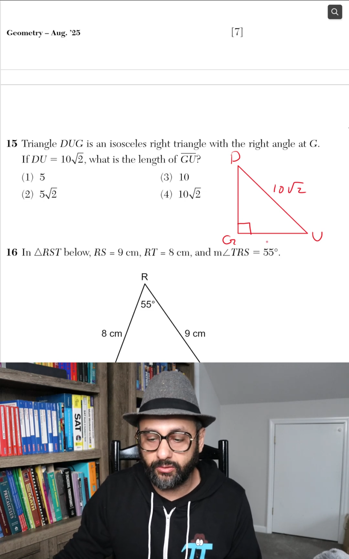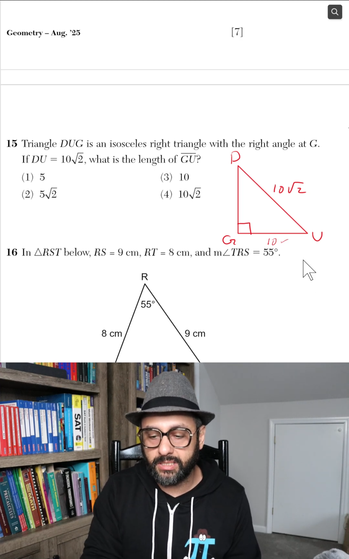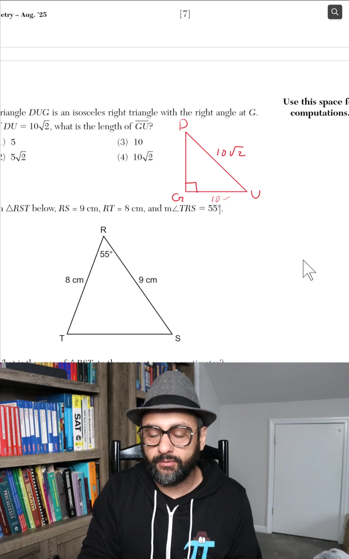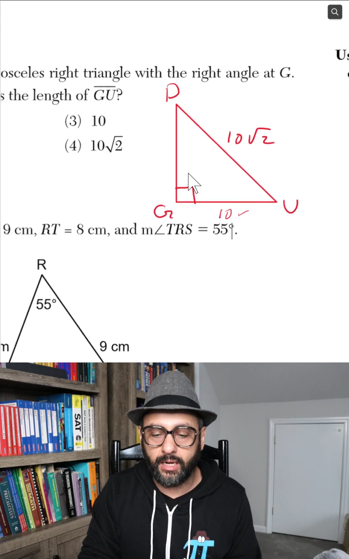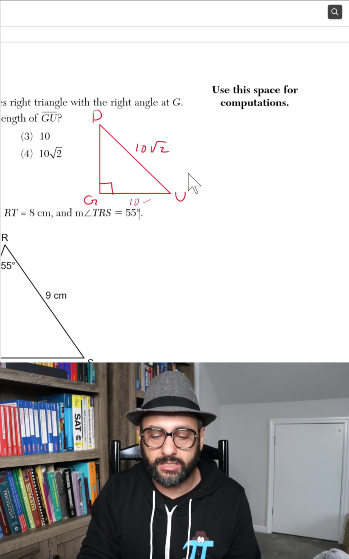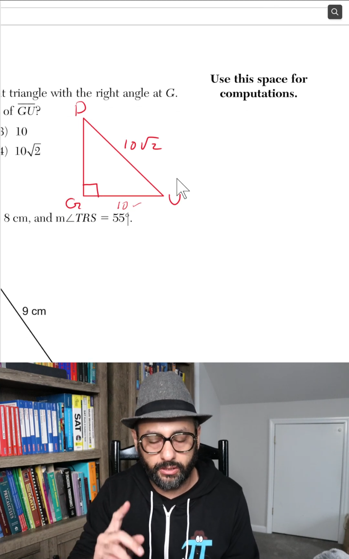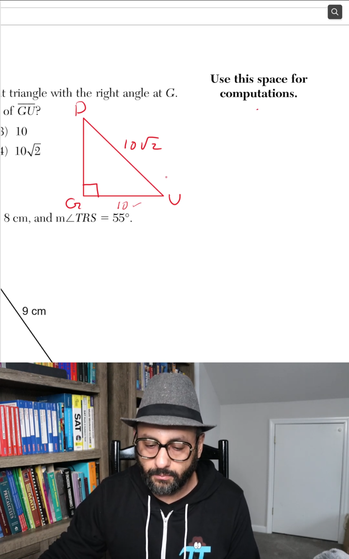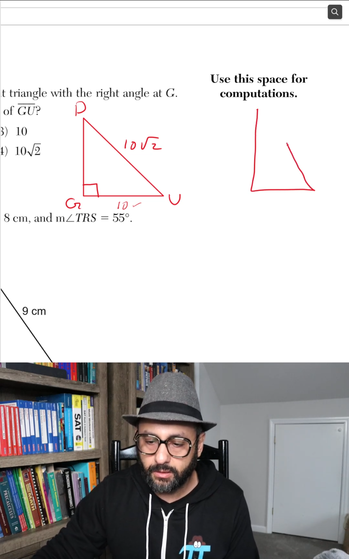Some students might actually already know that it's 10. Great. But if you don't know why that's the case, then you might be stuck on this problem. But it is one of the fundamental things to memorize in geometry class. So I am not going to do this problem algebraically. Instead, I'm going to explain to you the 30, 60, 90 triangle and the 45, 45, 90 triangle.